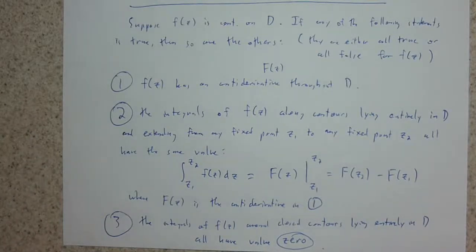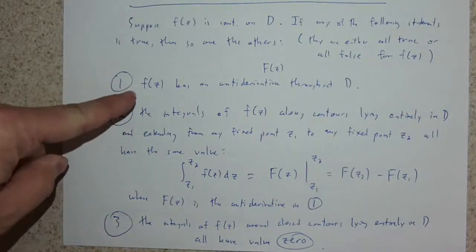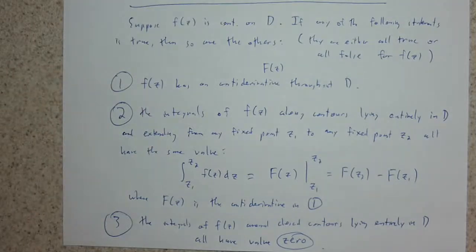And so we see now the connection here. So 2 is the very nice computational thing that allows us to do this if we have an antiderivative. But we have a quick statement here. If little f has an antiderivative throughout D, then the integrals of little f around closed contours lying entirely in D all have value 0. So this theorem answers in a huge way a lot of those questions that we had previously. Now, we are also going to have further statements that answer some of those questions in a slightly different way.